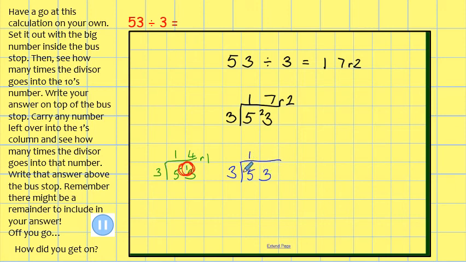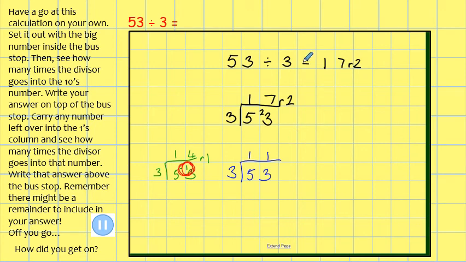And then you might have forgotten to carry over anything and gone 3s into 3 is 1. I know that there's one lot of 3 in 3, so my answer is 11 with no remainder. Yeah, that might have been 1.